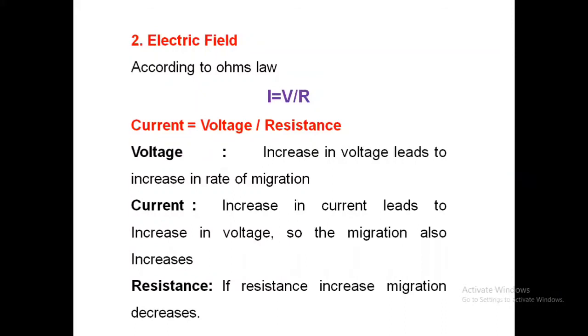You see Ohm's law, you know, I equals V by R. I means current, V means voltage, R means resistance. So remember, if you are increasing the voltage, automatically migration rate also will increase. Between electrodes you are applying voltage, that is the potential difference. So if you are increasing the voltage, automatically migration rate also will increase. Voltage is directly proportional to the migration rate.